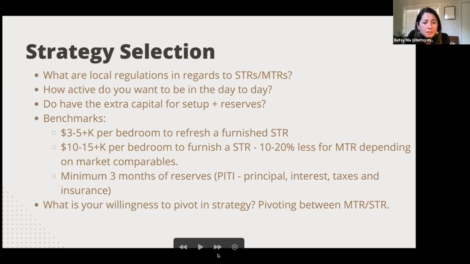And last but not least, there are shifting market conditions and shifting regulations. Make sure that you have a plan to pivot. Even if you're going in as a short-term rental, could you pivot to a midterm rental for a little bit? Actually, all the properties that I co-host do pivot between midterm and short-term renting. So working with someone that is familiar with how to navigate that is really helpful. Next slide.